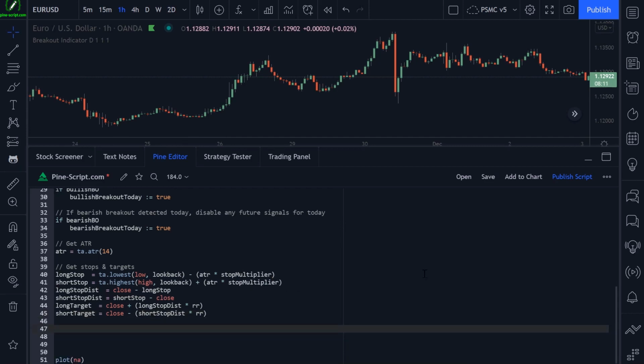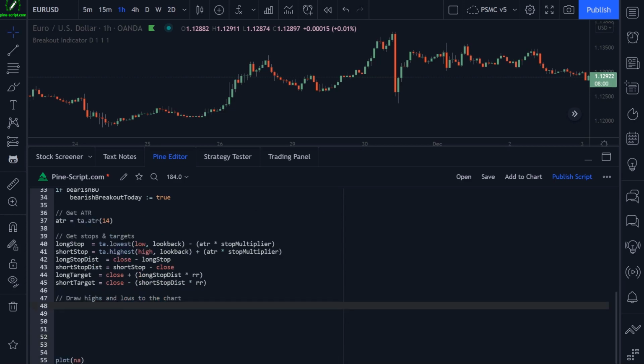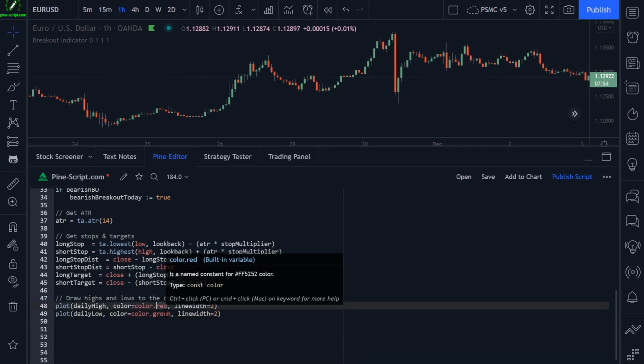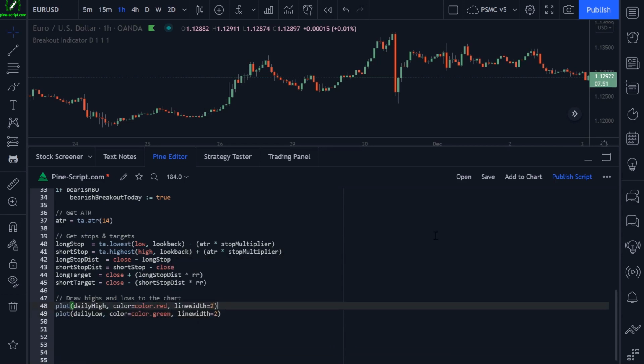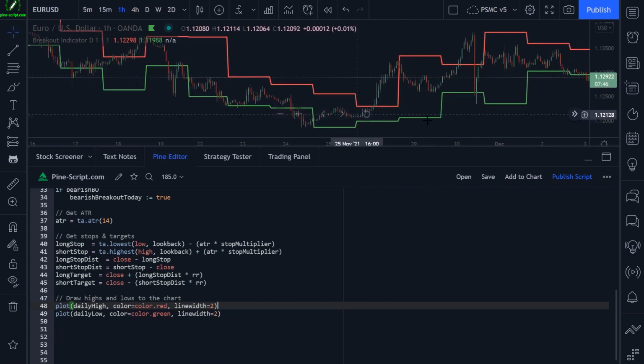The last thing to do is to draw the data to the chart. So the first thing we're going to do is draw our highs and lows to the chart. I'm just going to copy and paste this code to save time. We're just going to plot the daily high and the daily low with a color of red and green and align with the two. So let's save the code, see what that looks like. There we go. There's our daily highs and lows drawing.